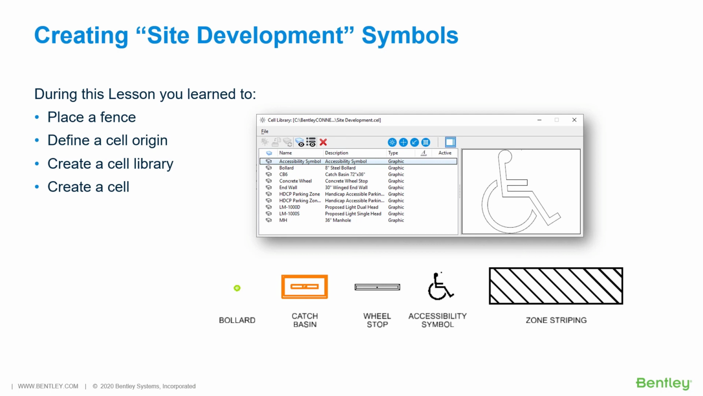Care was taken to locate the origin precisely. The location of the origin point can make placing the cell easier. The cells were created, adding each of them to the new cell library, making them immediately available for use in any design file.